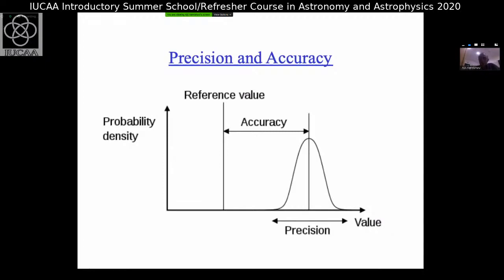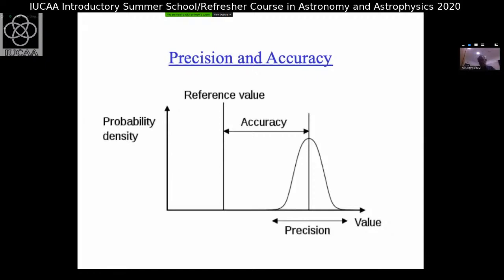But however precise my measurement is, you'll see that it can be quite different from the reference value. So why did that happen? It could be because I am using faulty techniques. So even though my measurements are precise, I am not allowing for certain systematic errors in the system. Right? Because there are many different things that go into making a complex measurement.